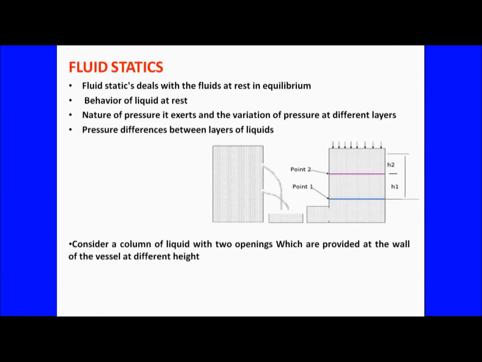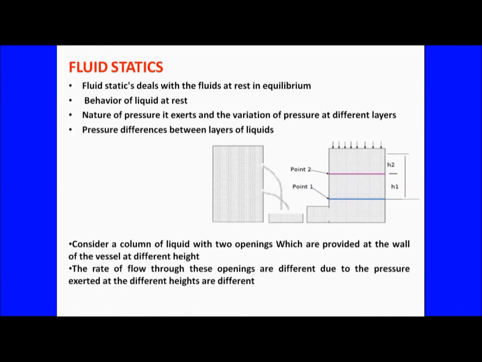Let's consider a column of the liquid with two openings, which are provided at the wall of the vessel at different heights. Generally, if we see, this liquid will fall at quite a greater distance compared to this one, because here the force, or you can say the pressure, is more, since it is at a greater height. So here the force is less, but here the force will be more. So the rate of flow through these openings is different due to the pressure exerted at different heights.